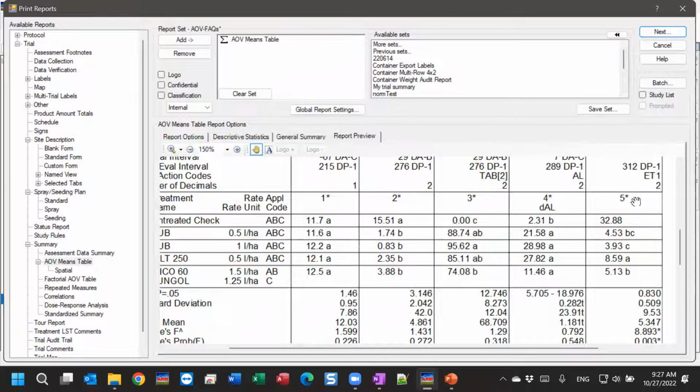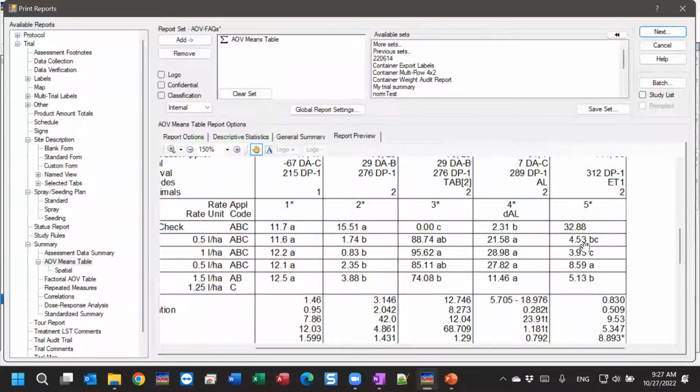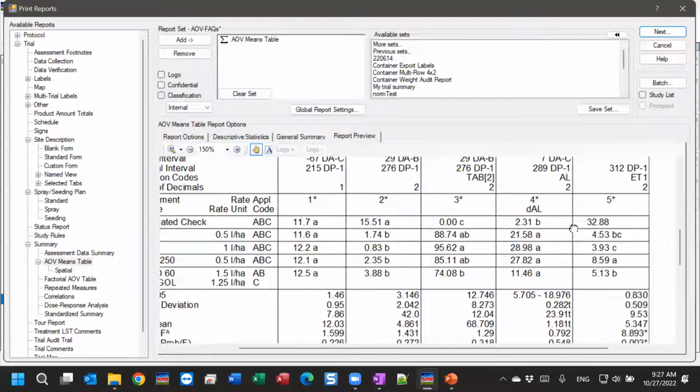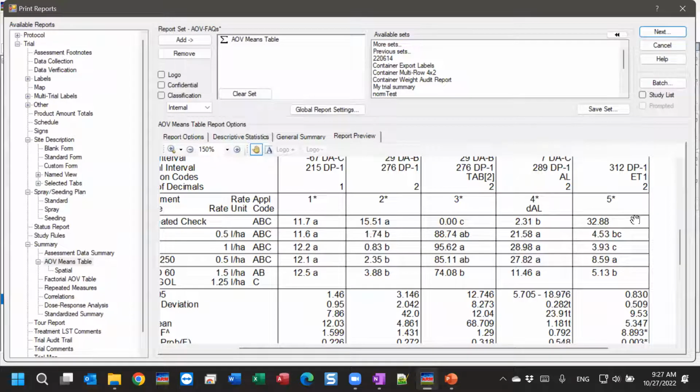The next one, looking at column 5 this time, over here on the right. The question can be, for some reason, just one of my treatments, or maybe there's more than one, doesn't have a letter. The rest of them all do, and we have reasonable separation, but I don't have anything for, in this case, the untreated check treatment. It's empty. And certainly it would look like we would have significance there.